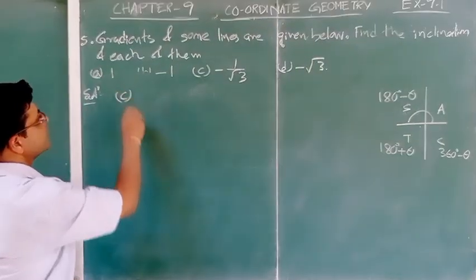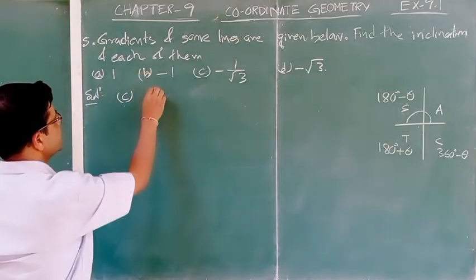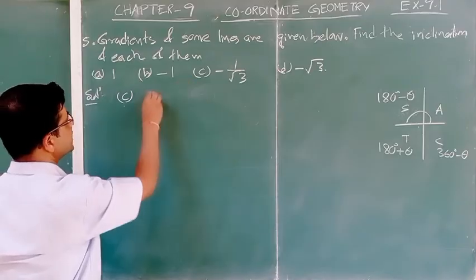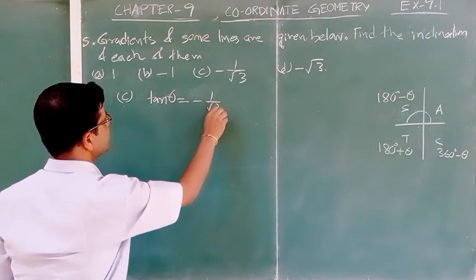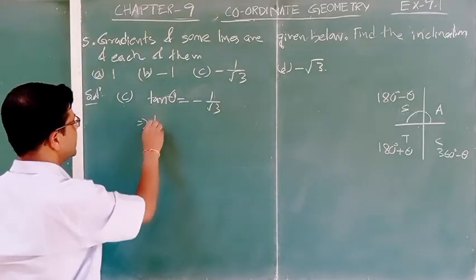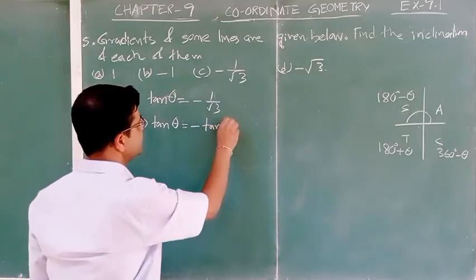Just now let us do number C. Here this is B, I think this is rubbed. Here gradient is minus 1 by root 3. So how to find the value of theta? This is the question, isn't it? So this is tan of how much? 30 degree.